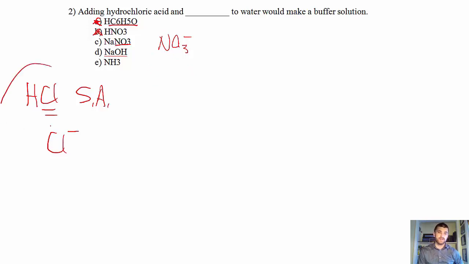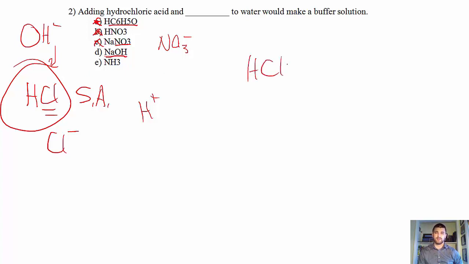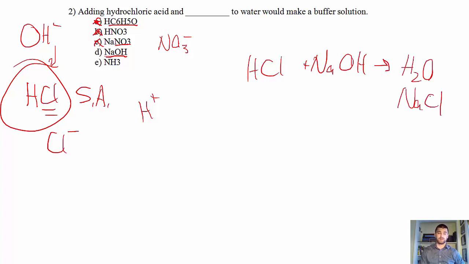So we basically have something that's going to resist change to OH minus if we were to add it. But what is going to resist change if we add H plus to it? Not this. NaOH might work, but then when you think about it, what happens when you add HCl and NaOH? Because they're both strong acids and strong bases, they're just going to neutralize to give us H2O and salt, right? So that's not going to work.